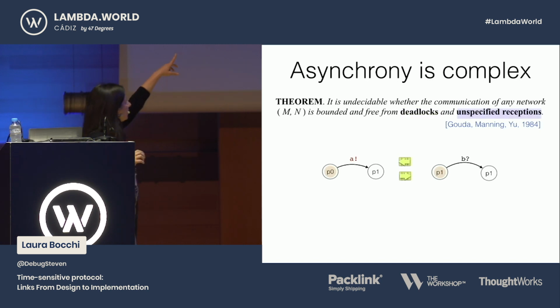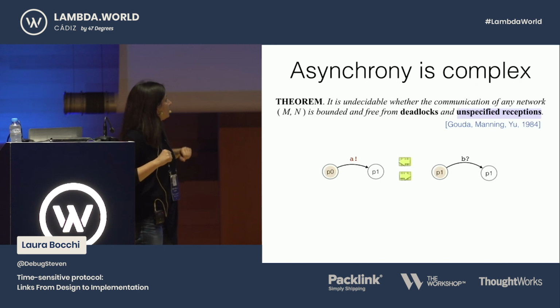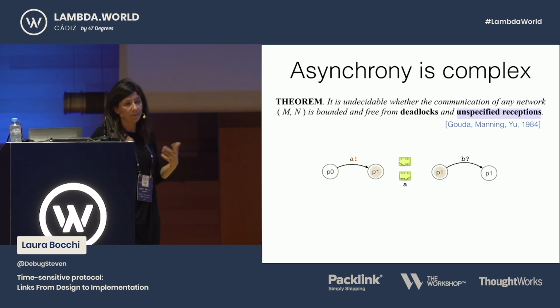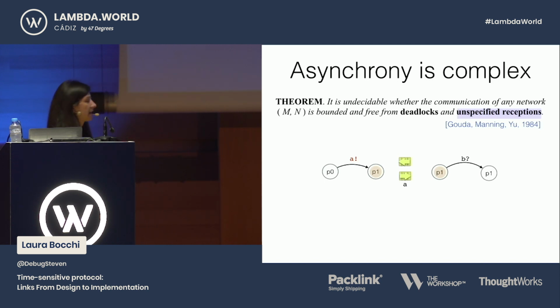Unspecified reception: now I slightly changed the example of the previous slide. The action on the left machine is a send action, so the machine can send the message, but the machine on the right waits for B, and so what is received is not what was expected. This reception is unspecified. So we cannot develop a decidable algorithm that tells us, given a general system, if it's free from deadlock and unspecified reception.